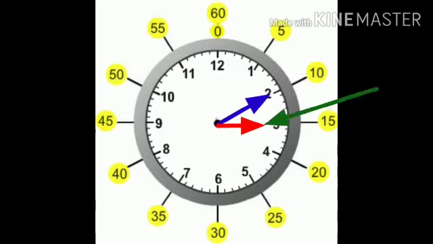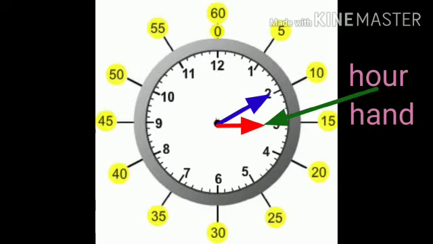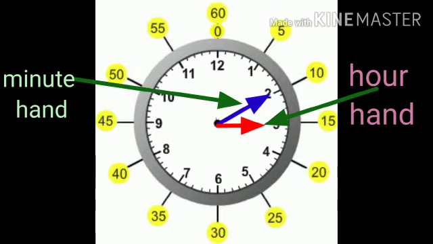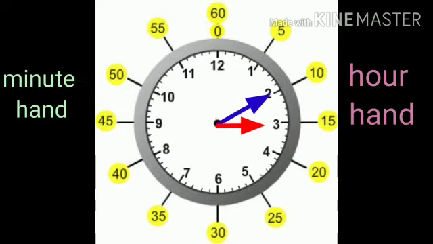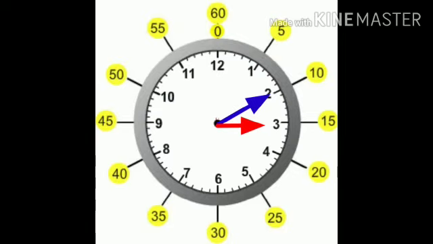As we all know, the small hand is called the hour hand and the long hand is called the minute hand. Students, here the hour hand is on 3 and the minute hand is on 2. Hour hand refers to the hours and minute hand refers to minutes. So here the time is 3:10, because when we read the table of 5 up to 2, it will be 10. 5 twos are 10. So here the time is 3:10.